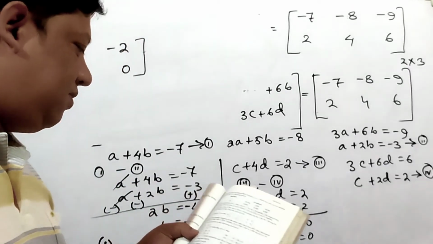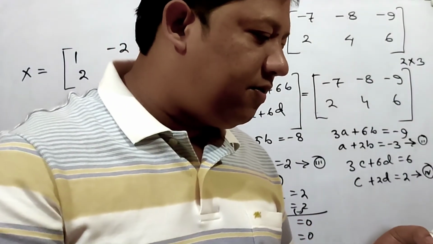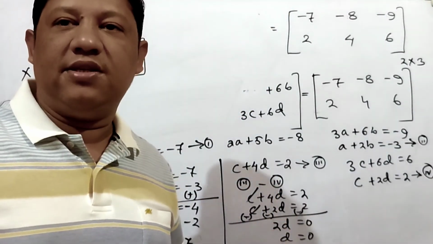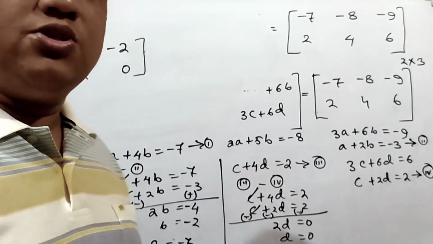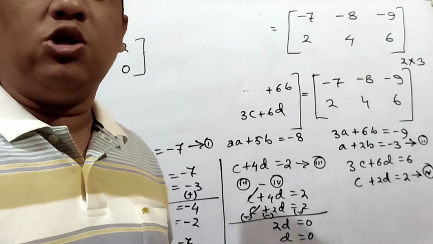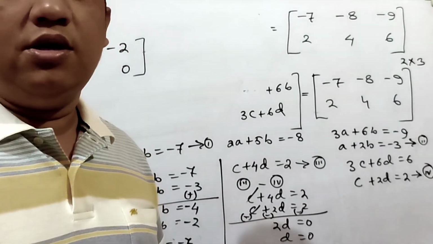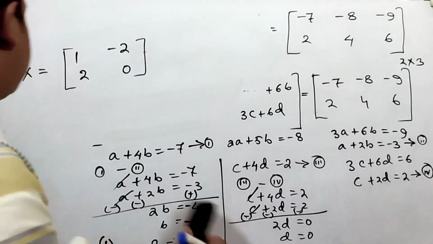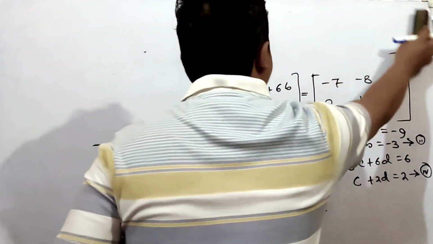Next, question number 12. In the case of question number 12, you have to solve this using the principle of mathematical induction. Using the principle of mathematical induction, you have to check for n equal to 1, n equal to k, and n equal to k plus 1. If the three statements are true, that means you are correct. Next, look here, question number 13.